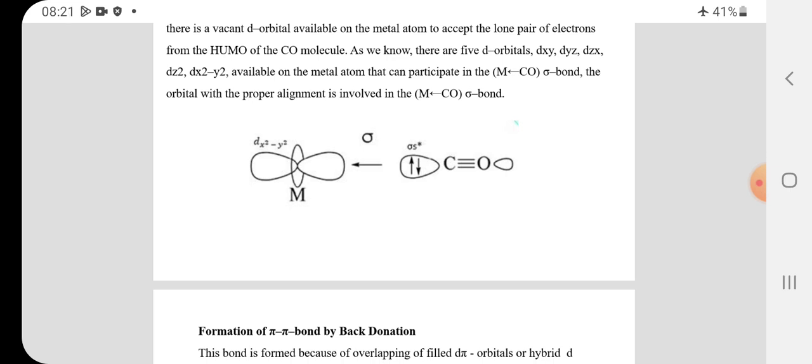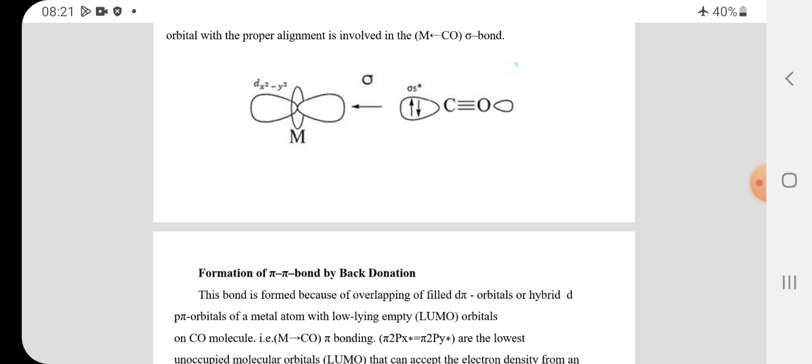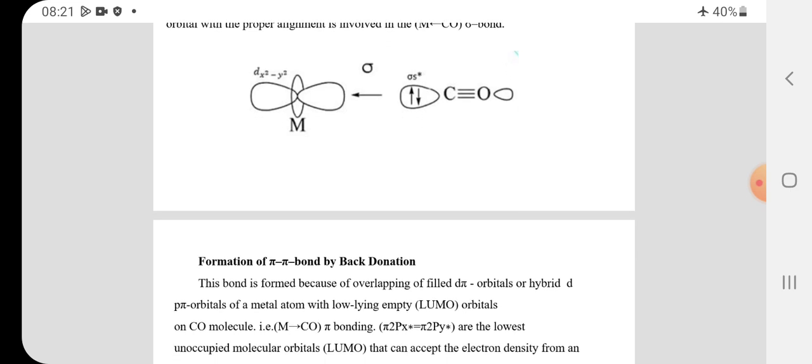As we know, the 5 d orbitals are dxy, dyz, dzx, dx square minus y square, and dz square. The available orbitals on the metal atom can participate. The carbon monoxide donates the electron to the metal, forming a sigma bond. The orbital with proper alignment is involved in the metal carbonyl sigma bond. See the structure. The carbon monoxide sigma orbital, the 2p sigma orbital, donates the electron to the metal orbital dx square minus y square, forming the metal carbon sigma bond.